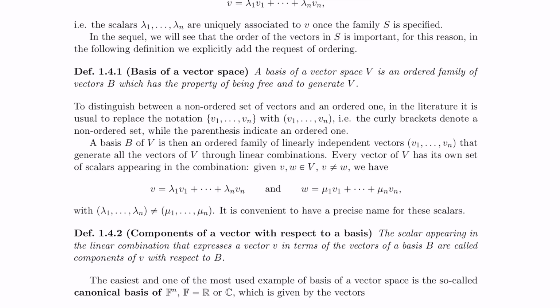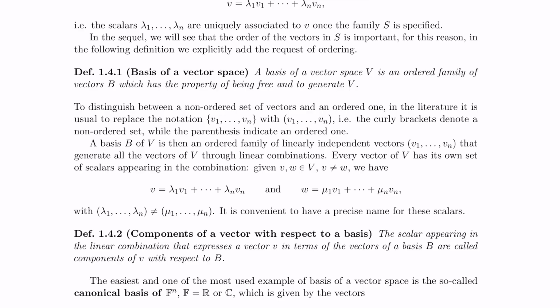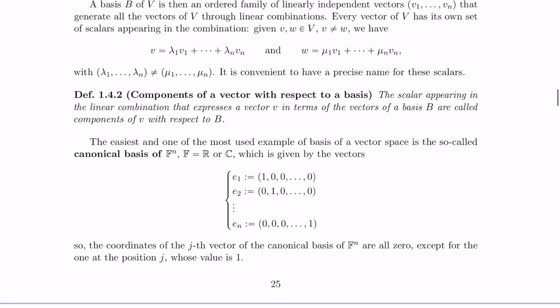Hence, from now on, we will use this notation to indicate an ordered set of vectors that correspond to a basis. As we have just said, every vector of V has its own personal linear combination with respect to the basis vectors. So we must expect for two different vectors v and w a different set of scalars lambda 1, ..., lambda n, and mu 1, ..., mu n that appear in the corresponding linear combinations. In linear algebra, these scalars have a precise name and they are called the components of the vector v with respect to the basis B.